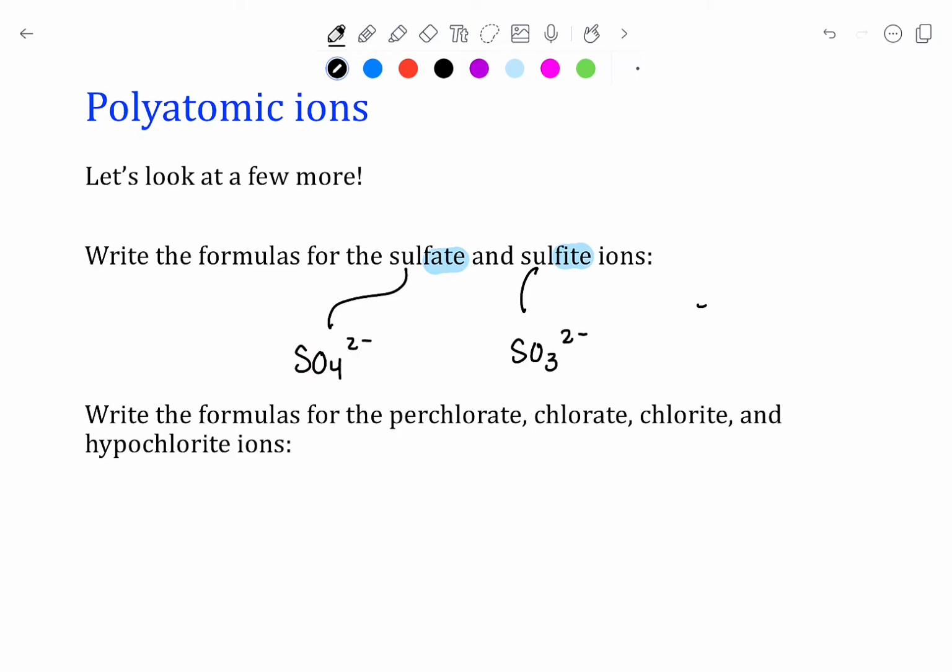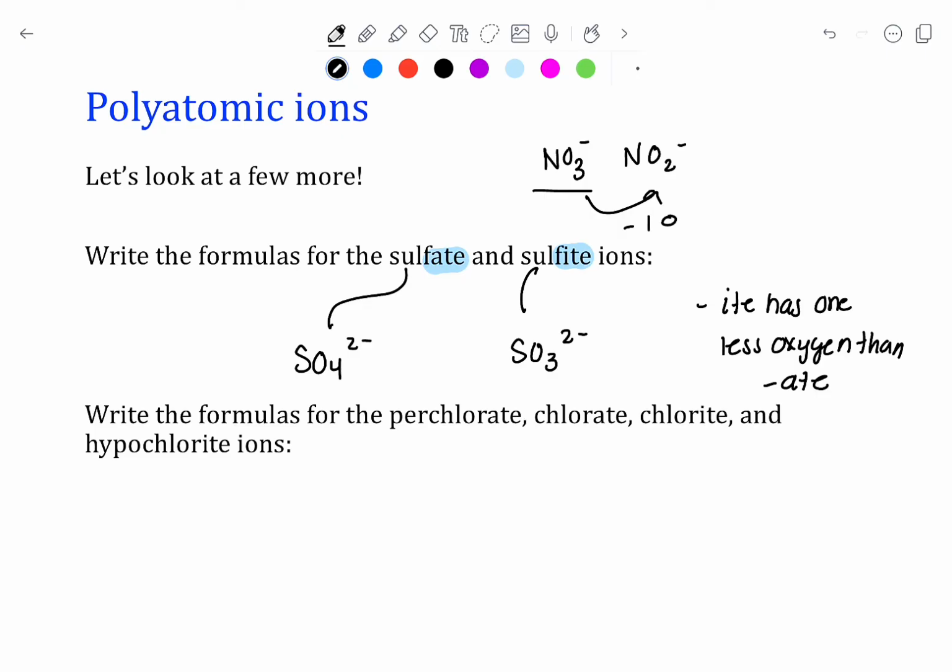So again, the ite has one less oxygen than the ate. Now the ate and the ite don't tell us the exact number of oxygens, it just tells us relative to that specific ate. So nitrate had NO3 and nitrite had NO2. So it's not like the ates all have 4 oxygens or 3 oxygens. It just is whatever the ate is, the ite will always have one less oxygen. The charges are the same and everything, okay?